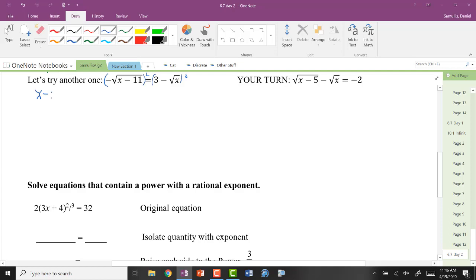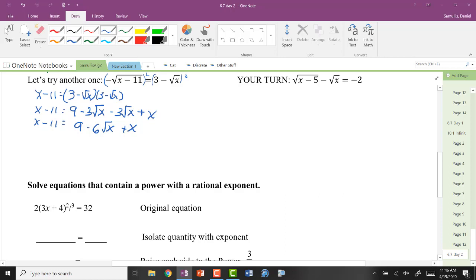So I actually am going to get just x minus 11 equals 3 minus the square root of x, 3 minus the square root of x. So I get x minus 11 equals 9 minus 3 square root x minus 3 square root x. And from the previous problem, we already know a negative square root of x times a negative square root of x is just x. So that's x minus 11 equals 9 minus 6 square root x plus x.